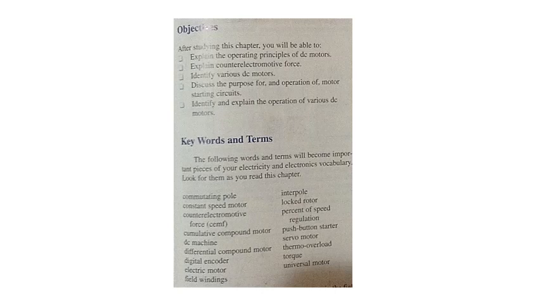Some of the keywords and terms are commutating pole, constant speed motor, counter electromotive force or CEMF, cumulative compound motor, DC machine, differential compound motor, digital encoder, electric motor, field windings, interpole, locked rotor, percent of speed regulation, push button starter, servo motor, thermal overload, torque, universal motor.